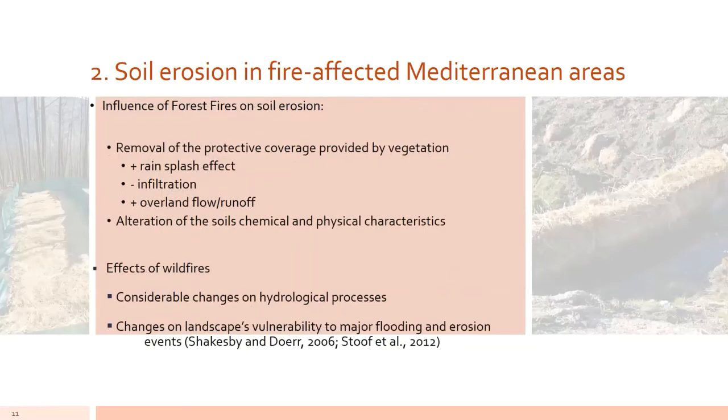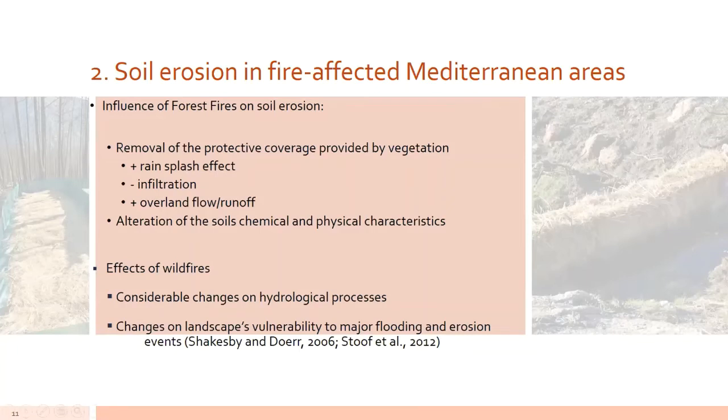Well, what are the main influences of forest fires on soil erosion? The major influence is, of course, the removal of the protective coverage provided by the vegetation. When forest fires occur, the first impact is the burning of the vegetation, which is the protective skin of the earth. Consequently, we observe an increase in rain splash effect. We assist a reduction in infiltration and an increase in overland flow and runoff.